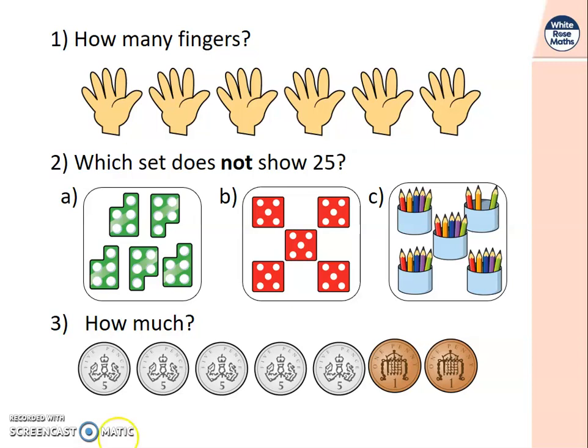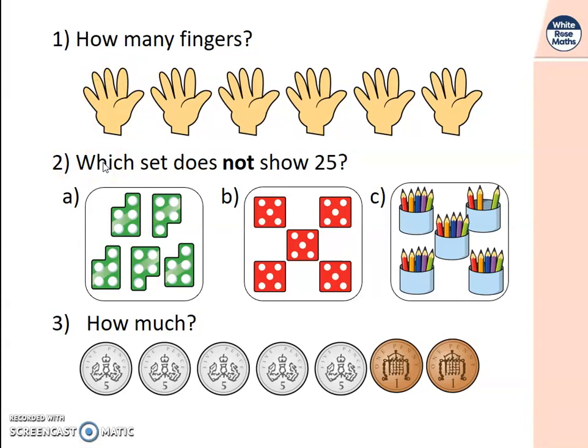So we can count up in fives because we know that there are 1, 2, 3, 4, 5 fingers. So let's do that. 5, 10, 15, 20, 25, 30. There are 30 fingers.